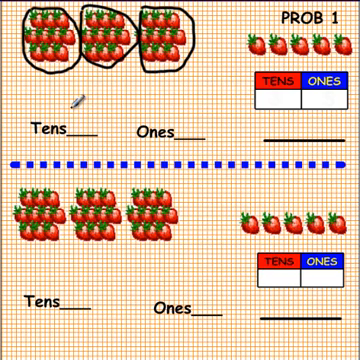So how many tens do we have? If you wrote the number 3, you are correct. How many ones do we have? 1, 2, 3, 4, 5. So we have 5 ones. We have 3 tens, and we have 5 ones.